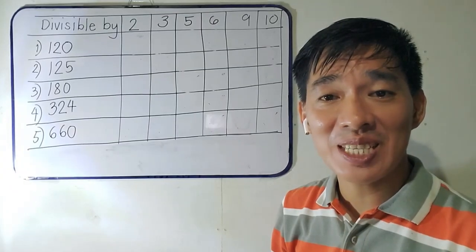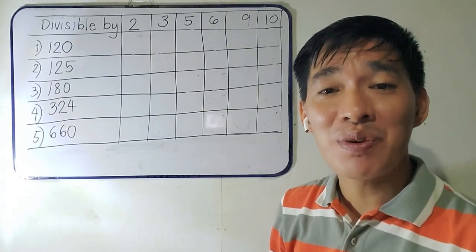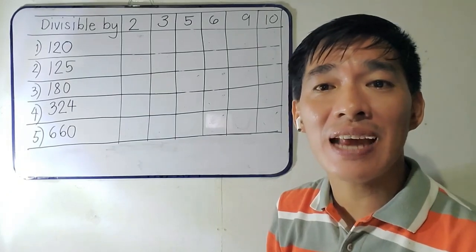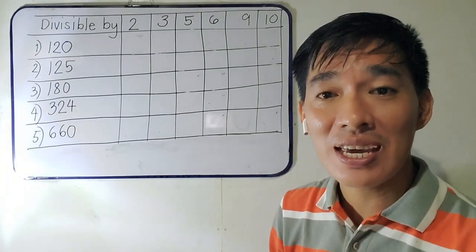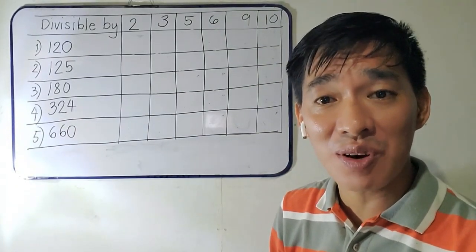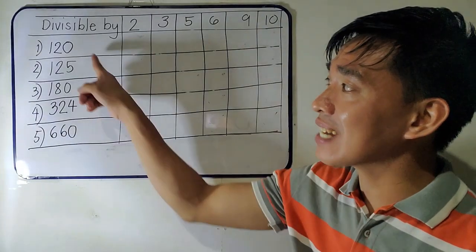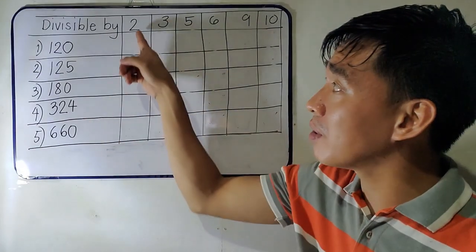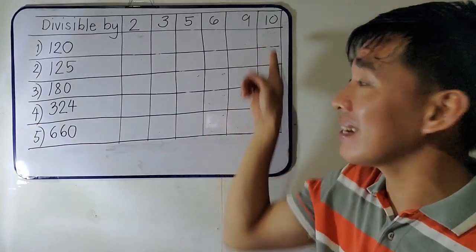Are you now excited to know how many points you will get from our first activity? Before I reveal the answers, allow me first to give you a tip in answering problems like this in divisibility rules. If they are written in columns and rows, or in a table, the best thing to do is first test all the numbers at the left. Test if they are divisible by 2, then by 5, which has the same rule, and by 10.